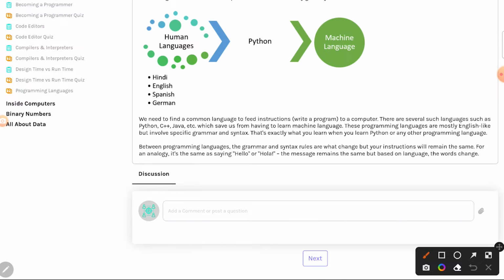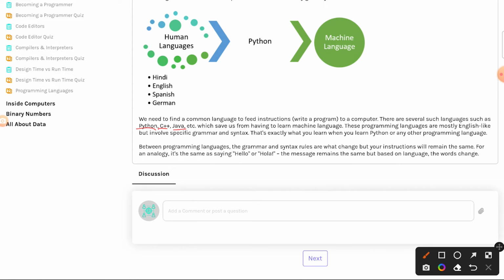There are several programming languages in the market, in the technology world, right? We have Python, we have C++, Java. These are programming languages which save us from learning machine language. These programming languages are very similar to English, but it is not exactly plain and simple English. So it has its own syntax and grammar. So if we want our computers to work, we have to learn a programming language such as Python or Java, so that we can write our instructions in a particular style and using a particular syntax and grammar.